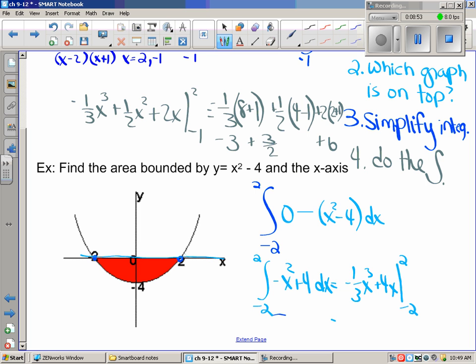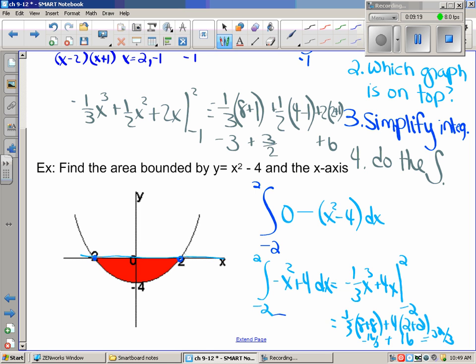And so I would have negative 1/3. I'd have 8 minus a negative 8. So that makes 8 plus 8. And then I'd have 4 and I'd have 2 minus a negative 2. So I have 16 here. And I have minus 16 thirds. So that would leave me with 32 thirds.